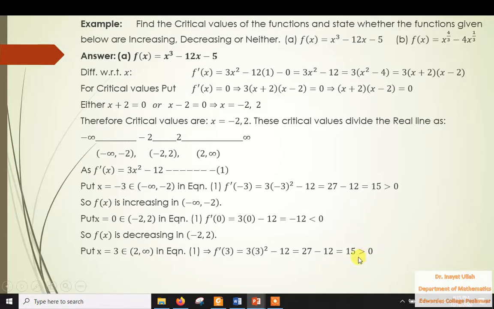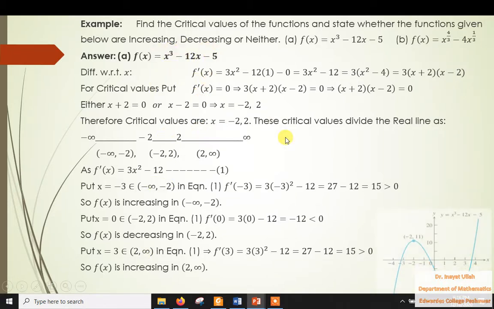Greater than 0 means positive, so it means that the derivative of the function is positive within this interval, so the function itself is increasing in this interval. So that is the idea for increasing and decreasing functions.